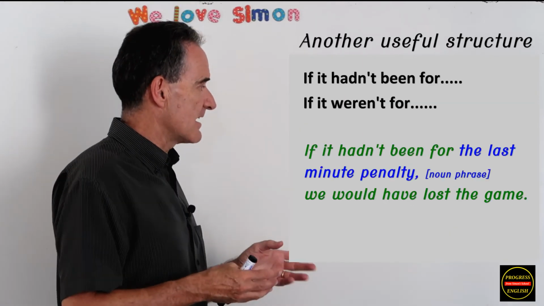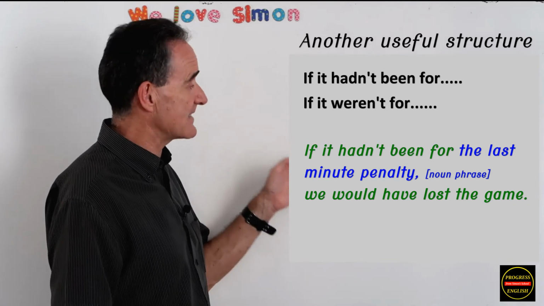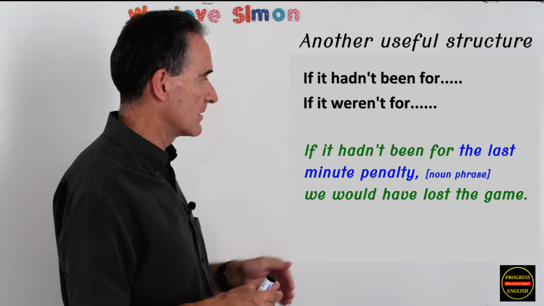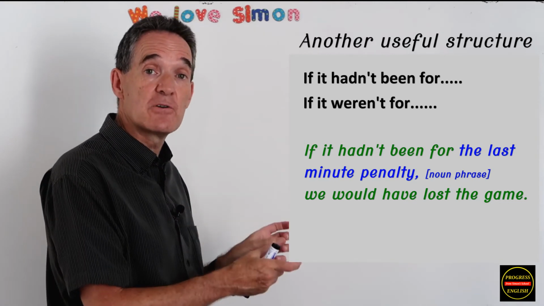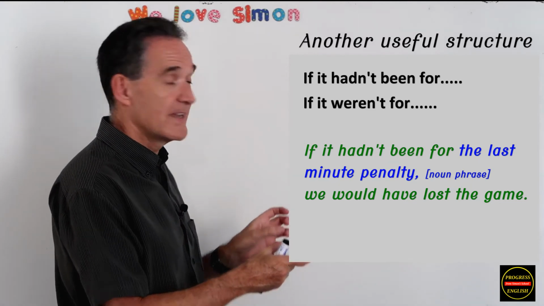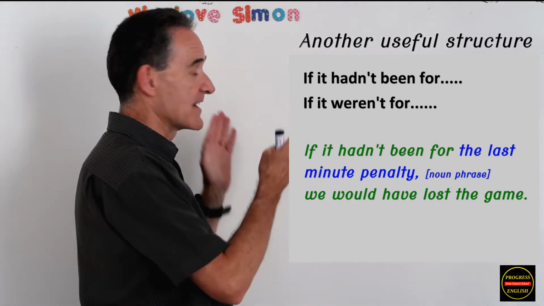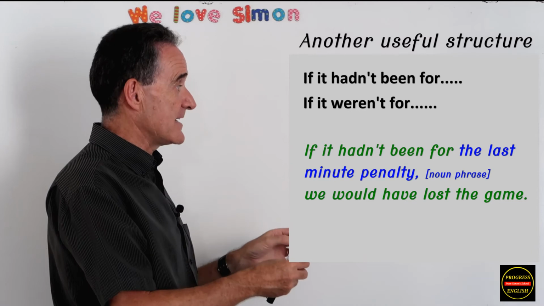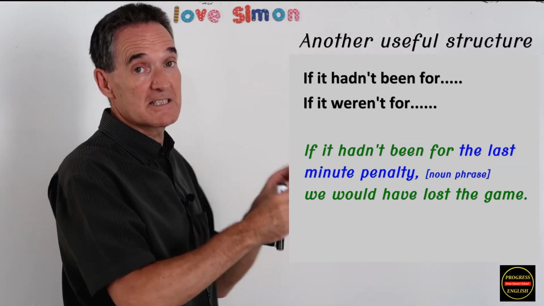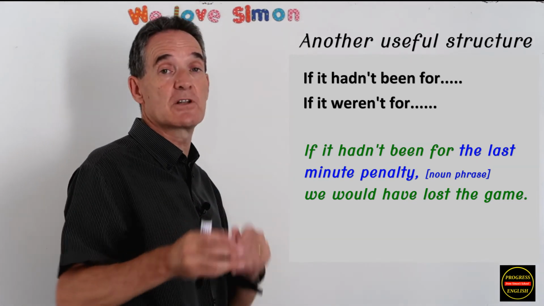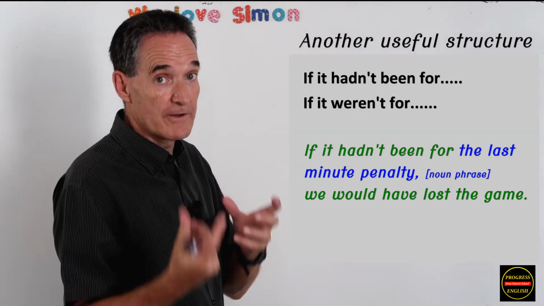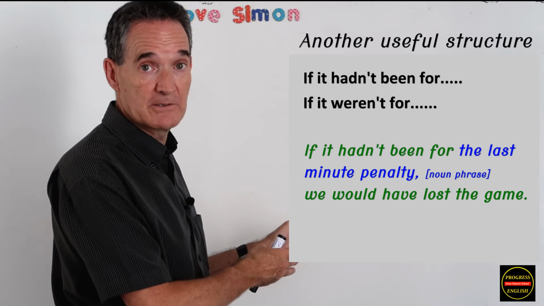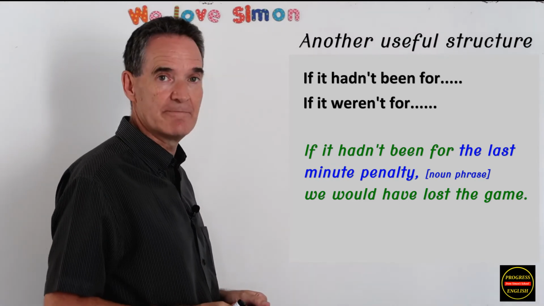And finally, here I have if it hadn't been for or if it weren't for. Okay, and then we have to follow this with a noun phrase. Here the noun phrase is the last minute penalty. So, if it hadn't been for the last minute penalty, we would have lost the game. Or if you prefer, if it weren't for the last minute penalty, we would have lost the game.